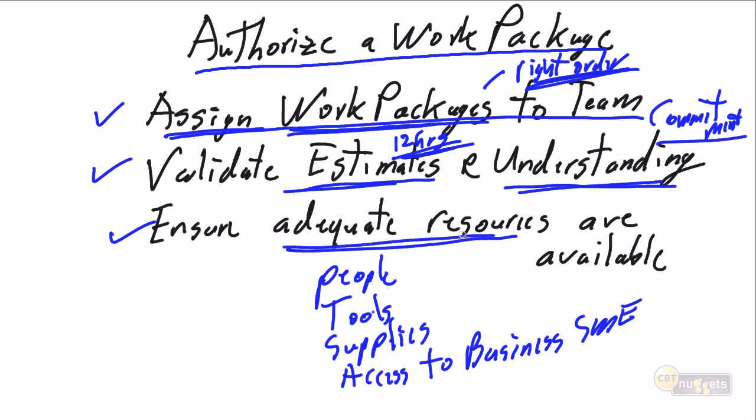So a presumably very simple activity of simply authorizing the work packages, assigning the work to the team, has some very specific requirements for PRINCE2: making sure we're doing the work in the right order, validating that the team members understand exactly what's required and getting their commitment, and then as project managers, we're ensuring they have everything they need to get the job done.